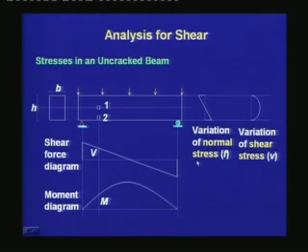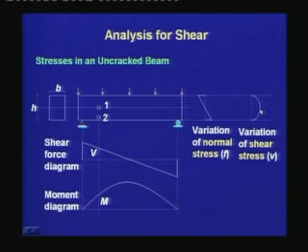If we look at the stresses at any point of the beam, the variation of normal stress along the depth is linear. It is compressive at the top and tensile at the bottom. The variation of shear stress at a section along the depth is parabolic in nature, where the shear stress is 0 at the top and bottom and maximum at the neutral axis.